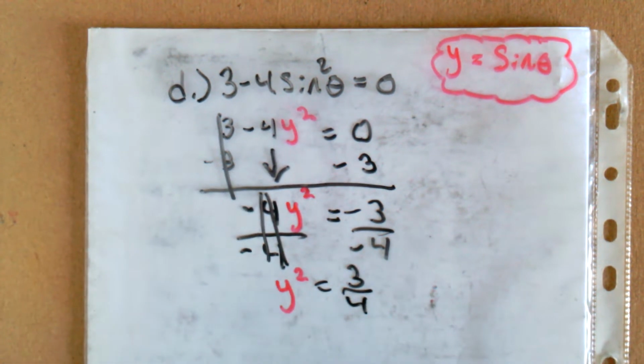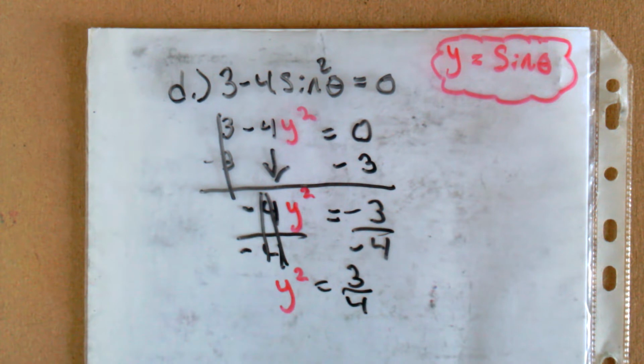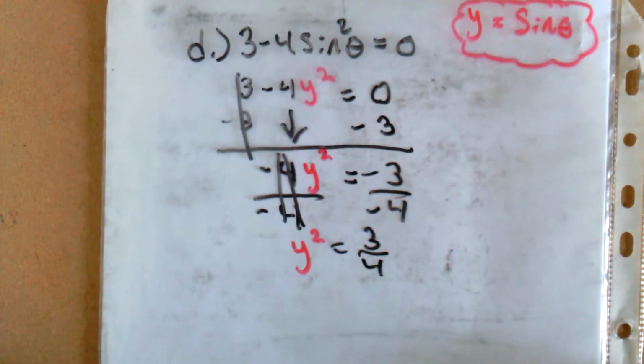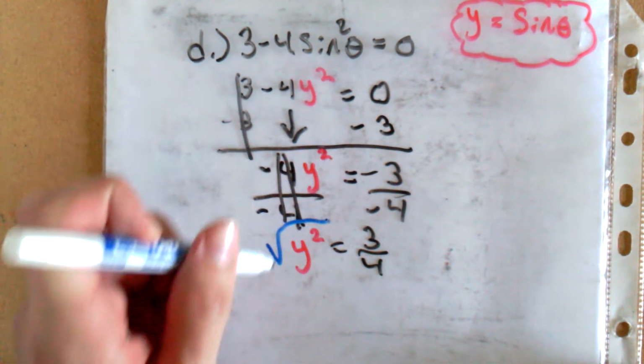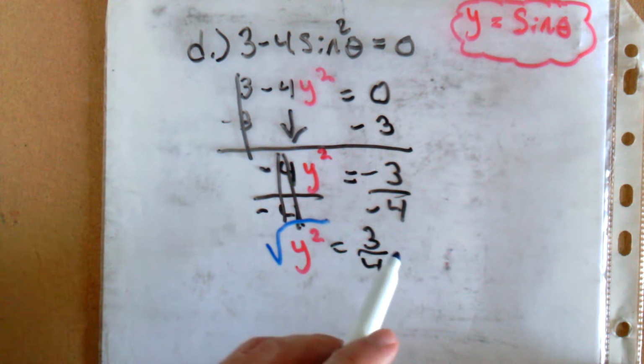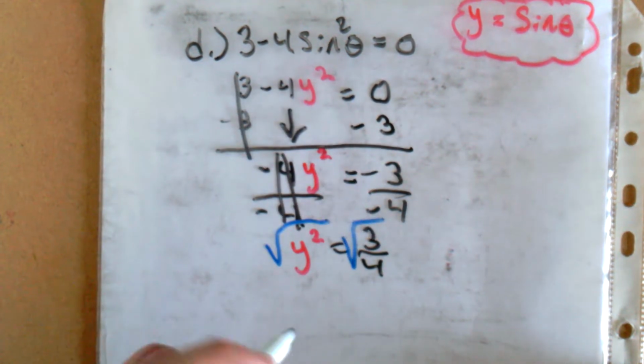Okay. Now we need to remember, how do we get rid of y squared to just be a single y? How do we get rid of the 2, the power? In order to do that, we can take the square root of y squared. And what we do to one side, we also must do to the other side of the equation, so we have to take the square root of 3 over 4 as well.